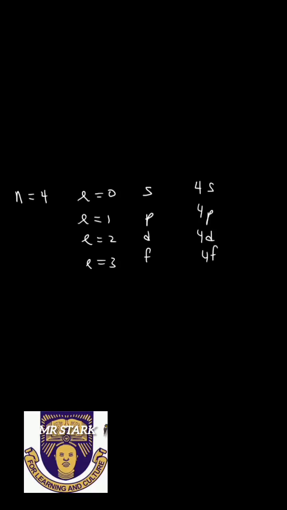Now for the fourth energy level, you have 4 sublevels. L can be 0, 1, 2, or 3, so this is going to be s, p, d, f. So in the fourth energy level, you have the 4s sublevel, the 4p sublevel, the 4d sublevel, and the 4f sublevel. So notice that the n value is always equal to the number of sublevels. When n is 6, you should expect 6 sublevels. When n is 3, we have 3 sublevels: s, p, and d.